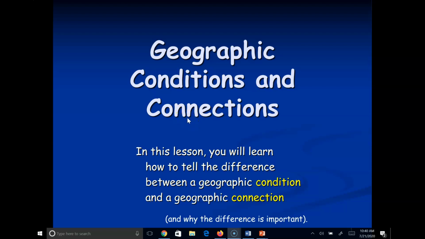Geographic conditions and connections. In this lesson, you'll learn how to tell the difference between a geographic condition and a geographic connection, and why that difference is important.